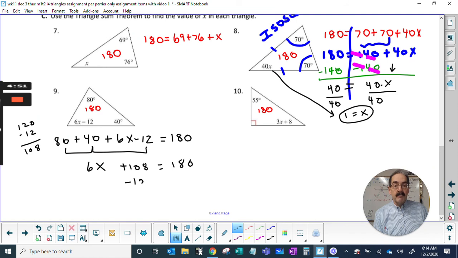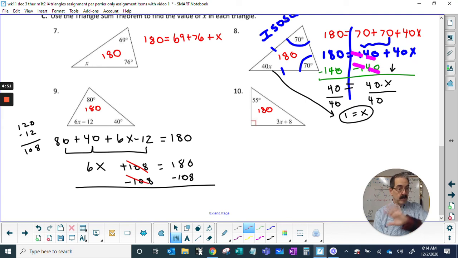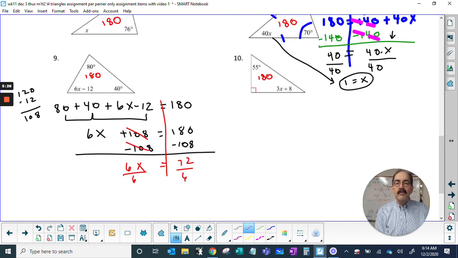Now we're going to subtract, do the opposite, right? In order to get rid of it, always do the opposite. Draw our line. We win the battle. 108 minus 108 goes away, giving us 6x equals 72. What's the opposite of multiply? Divide. Divide by 6. And lo and behold, x is equal to 12. Okay, so right there.